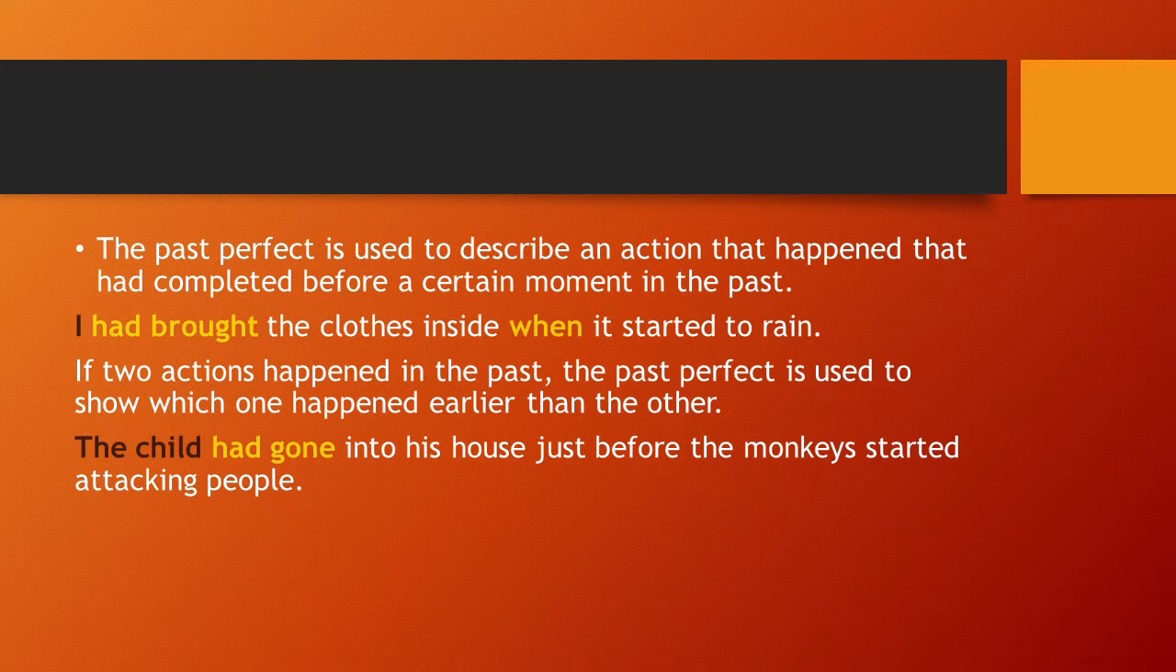If two actions happened in the past, the past perfect is used to show which one happened earlier than the other. Just by looking at the word had, you can understand that that particular thing had happened before the other in the same sentence. That makes it very clear for a person who is following the sequence of events in a happening, or a story, or some sort of demonstration or narration of an event. This is what makes it clearer in expression.